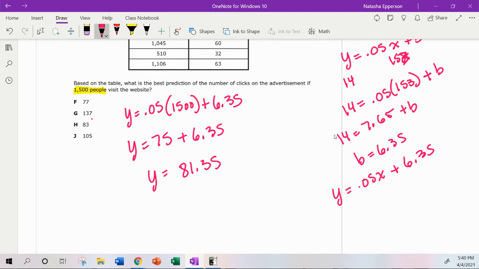Now, we're not going to have a partial person or a partial click. You either click the website or you don't. This is definitely going to eliminate G and J. My only answer choices are F and H. We're dealing with statistical data, so in this situation we're going to round up because 83 is closer to 81 than 81 is to 77. So I'm going to pick this as my answer choice. Okay.